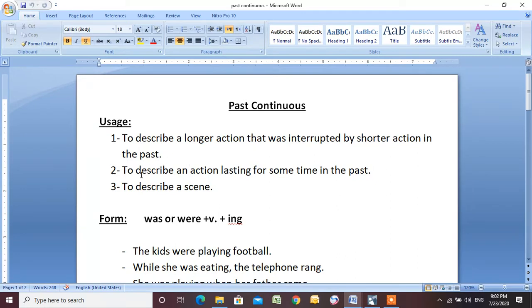Number 2, we use it to describe an action lasting for some time in the past. So I can say the kids were playing all day in the morning. So again, it's a long action that took some time in the past. Number 3, to describe a scene. So for example, I can say the birds were singing on the tree. So this is a scene that I am describing.